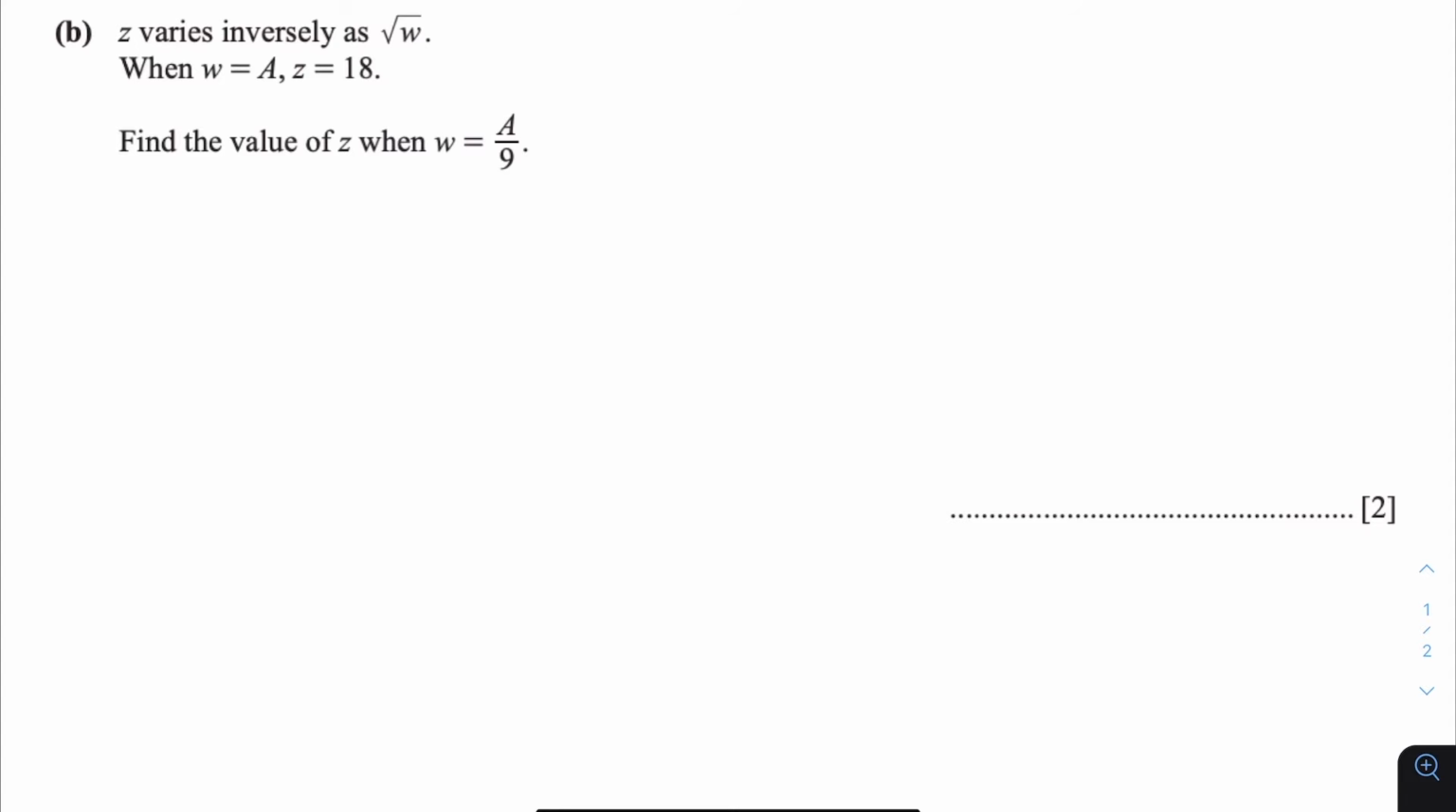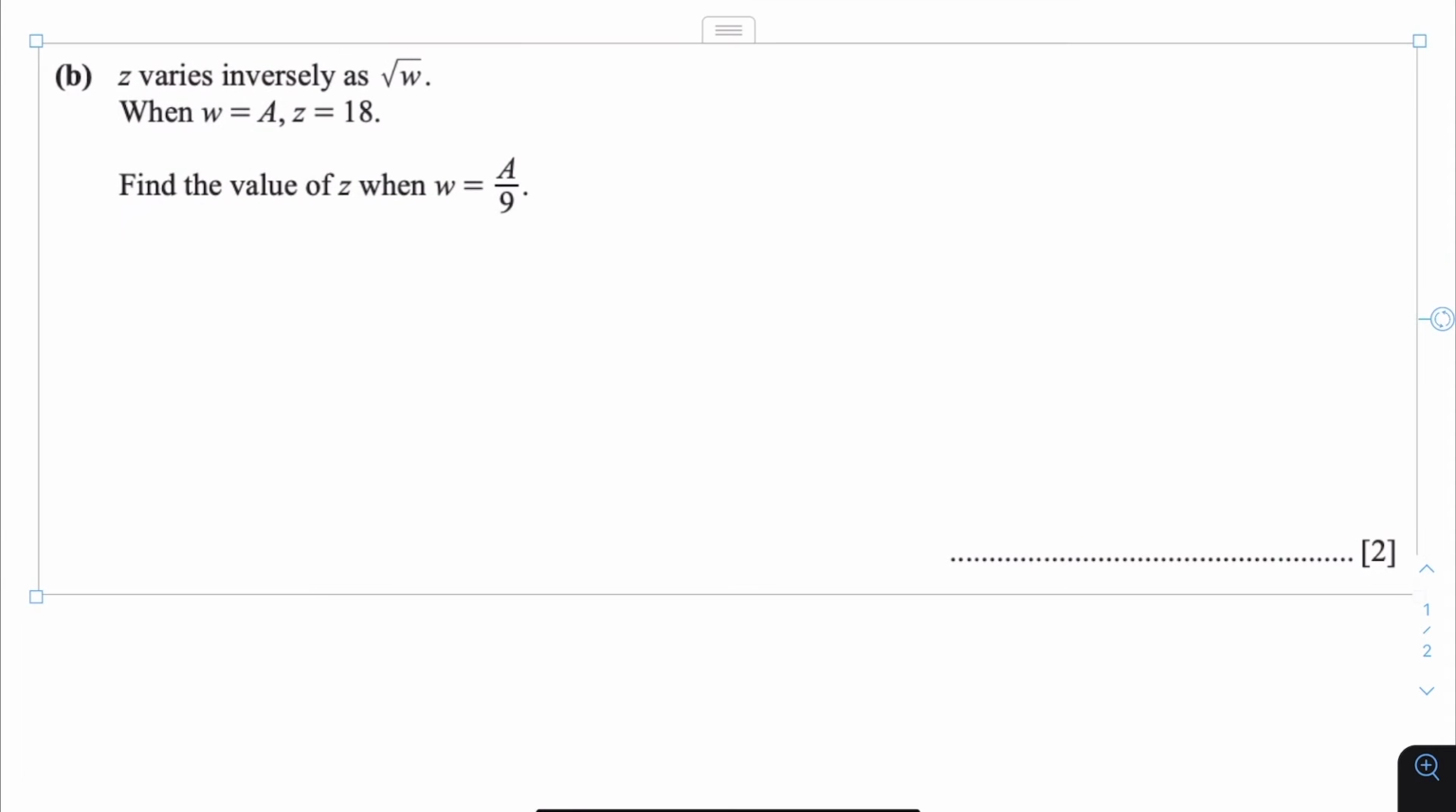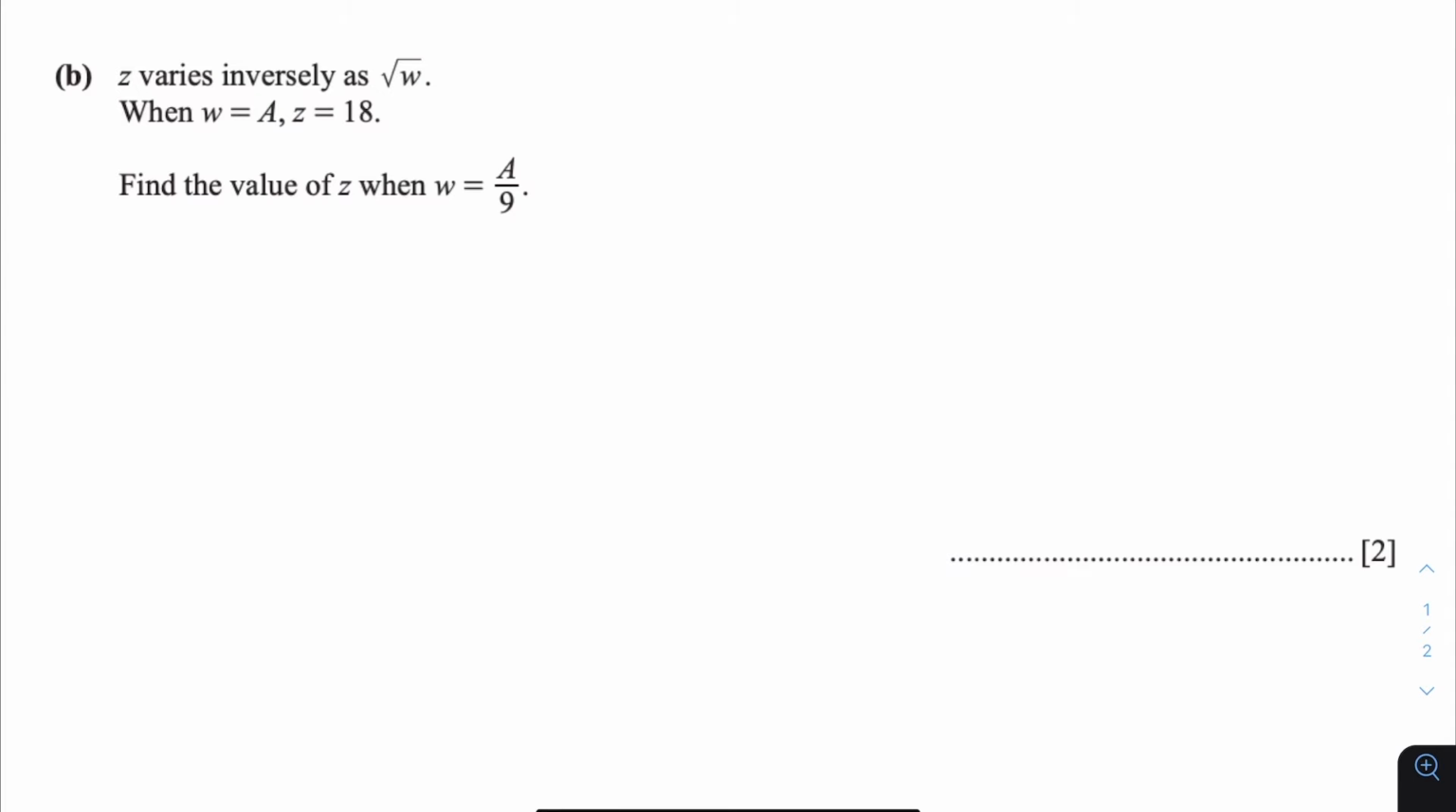Find the value of z when w equals a over 9. So it seems that a is a variable that we don't actually need to find, because they're just setting it as an input value, but it's not actually important to evaluate. We have to find z in terms of w, and then evaluate what z is.